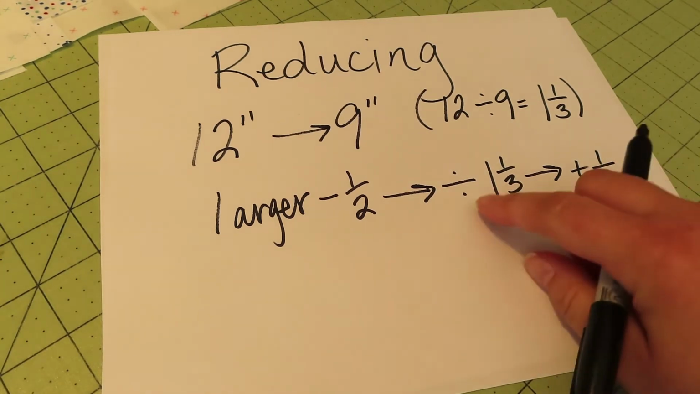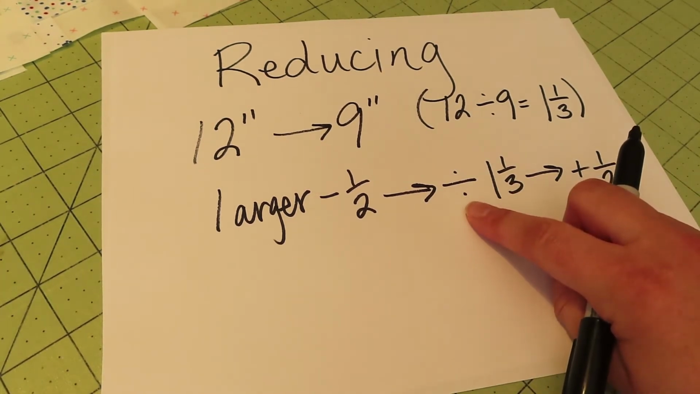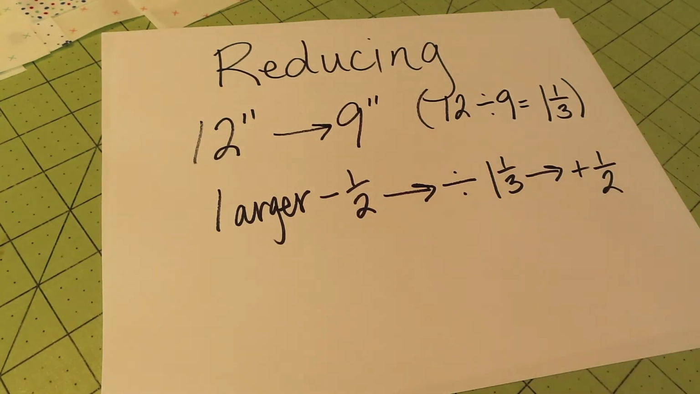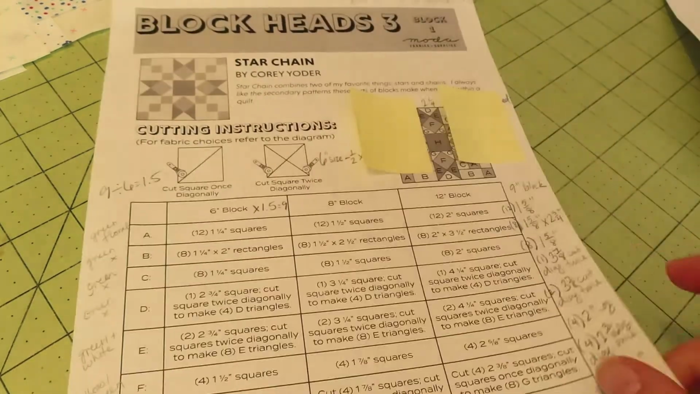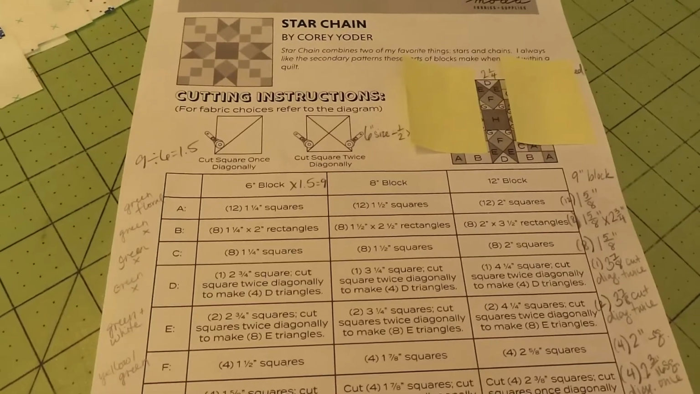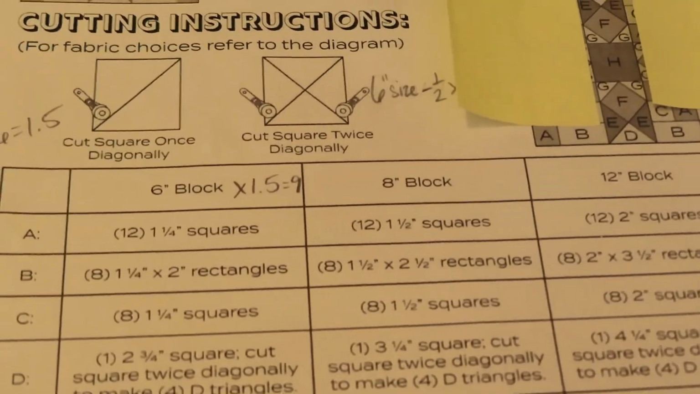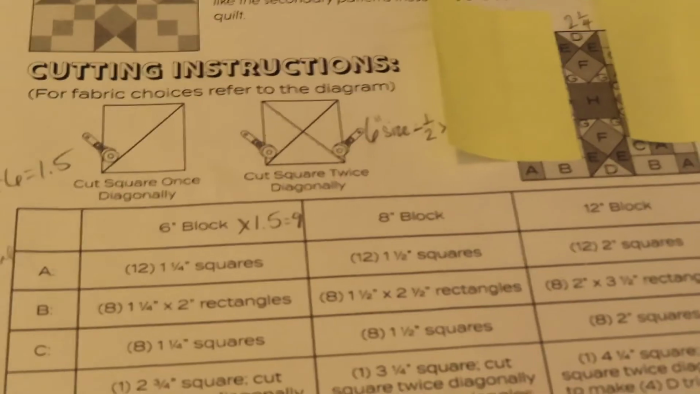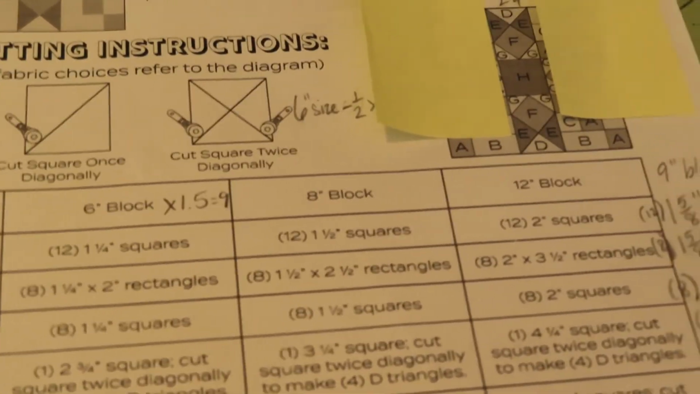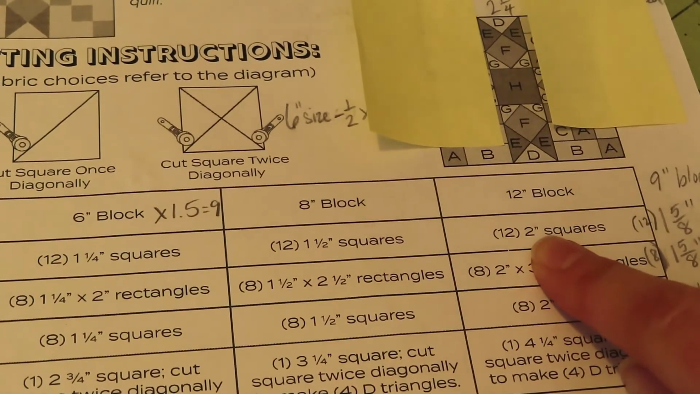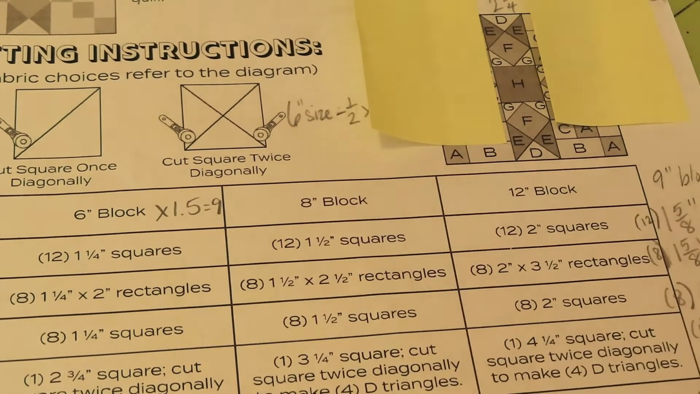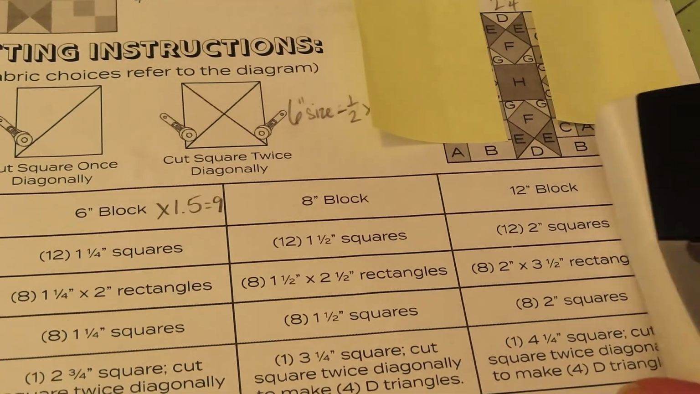So same idea, except when you're reducing, you're dividing, you're getting smaller. When you're enlarging, you're going to multiply and get a larger size. But everything else is the same. If we take a look at Corey Yoder's blocks here, because there's already some math done in here, we can see this in effect. So if we wanted to take, for example, her 12-inch size and reduce it to 6 inches, we can test the math here to see if it works.